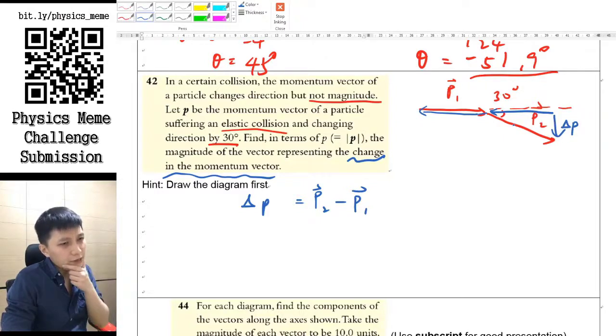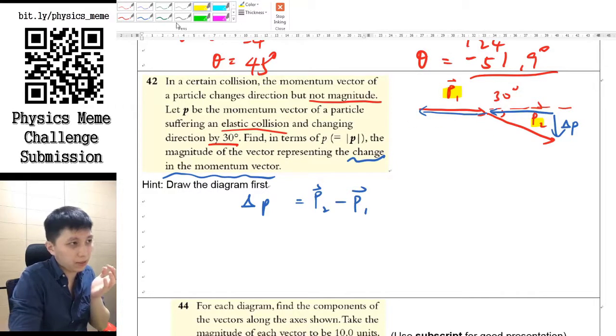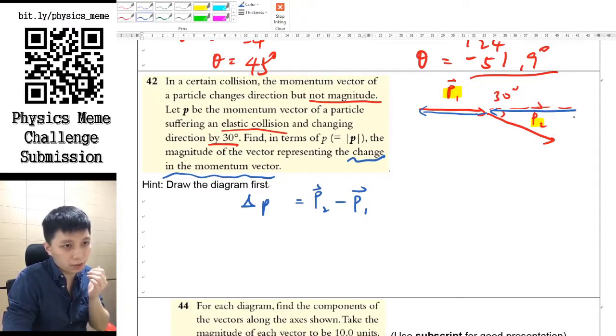But then I don't think this diagram is correct, because when the magnitude is the same, so the length of P1 and P2 is the same, so it shouldn't be that long. Probably the blue line is like that much more, so the actual delta P is more like this instead. So I don't think there's any easy way to do it.